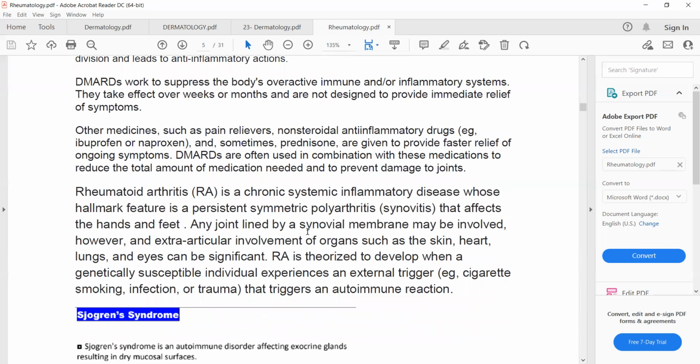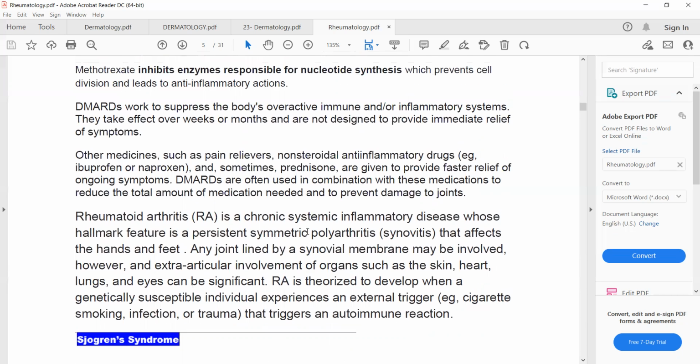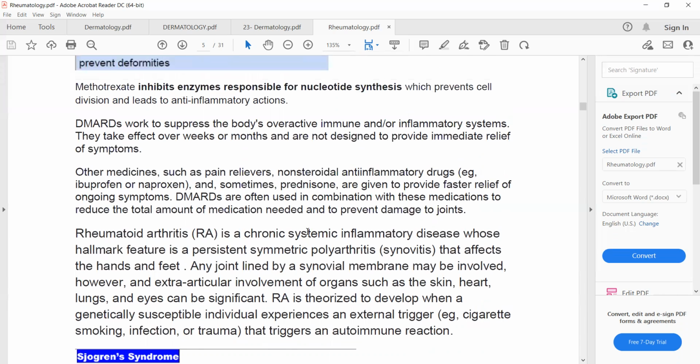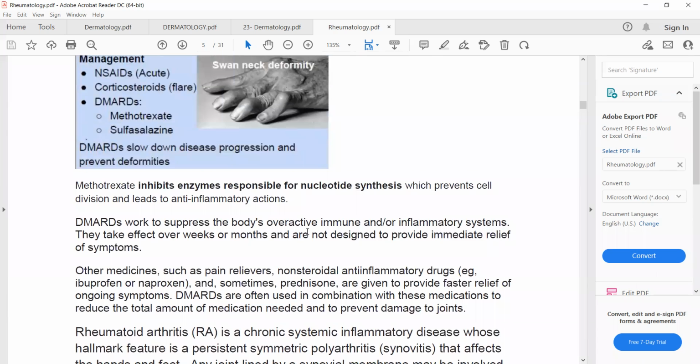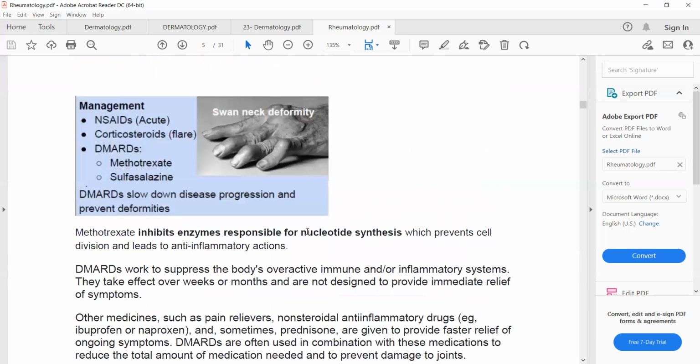So this was all about rheumatoid arthritis. If it is not treated, it can lead to joint deformities.